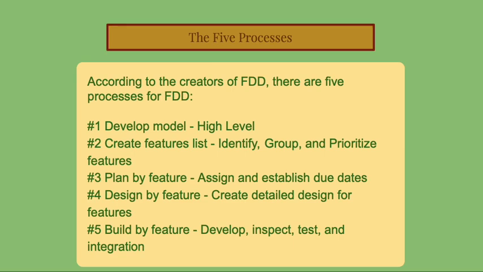Number 2 is create features list. This is to identify, group, and prioritize those features. For number 3, plan by feature. This is to assign and establish due dates. For number 4, design by feature. This is to create a detailed design for those features. For number 5, it is build by feature. This is to develop, inspect, test, and to integrate.